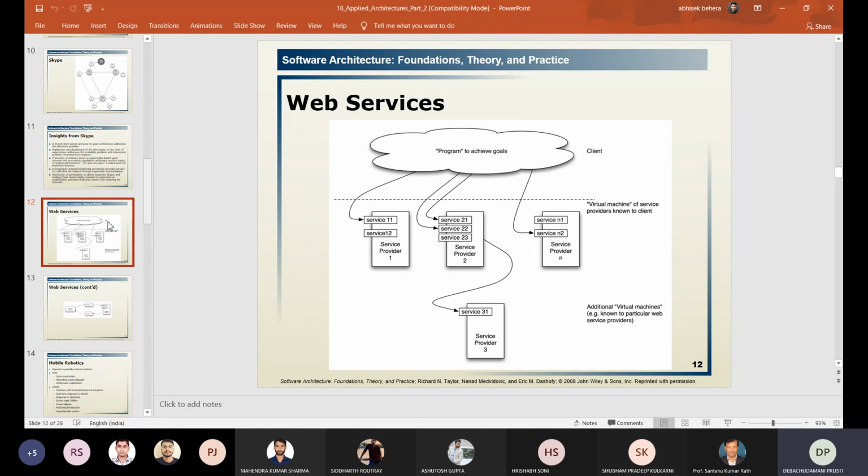Okay. Here, in the web service program, we have the client and others are service providers. Here, the service providers are at some levels. Now, in the lowermost level, we have service provider 3, which acts as the provider that provides the virtual message service to the client. Okay.